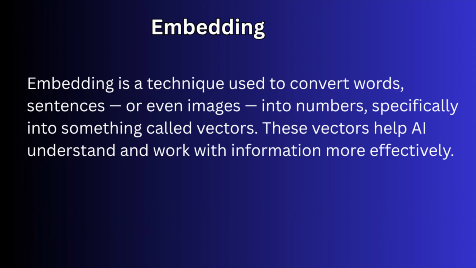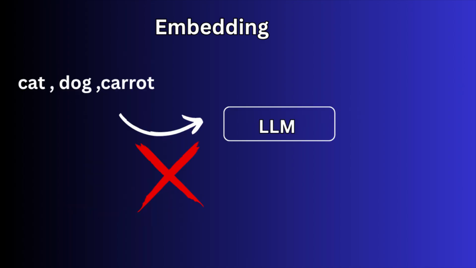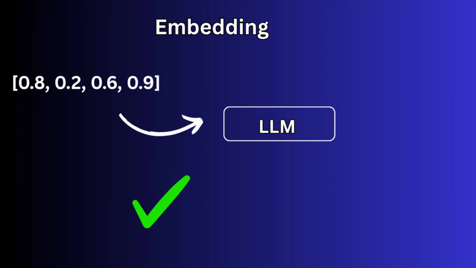Embedding is a technique used to convert words, sentences, or even images into numbers, specifically into something called vectors. These vectors help AI understand and work with information more effectively. Think about it. Humans understand words like cat, dog, or carrot easily. We know their meaning, context, and how they relate to each other. But AI doesn't actually understand words the way we do. It works with numbers. That's where embedding comes in.